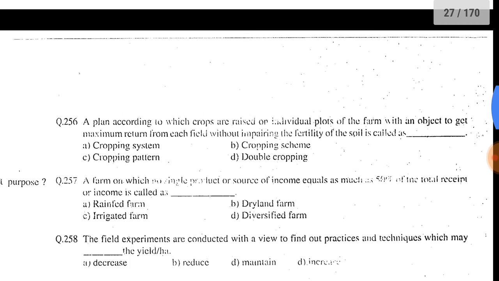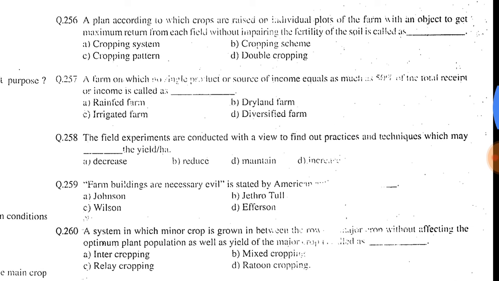256. A plan according to which crops are raised on individual plots of the farm, with an objective to get maximum return from each field without impairing the fertility of the soil, is called cropping scheme. 257. A farm on which a single product or source of income equals as much as 50% of the total income is called a specialized farm. 258. Field experiments are conducted with a view to find out practices and techniques which may increase the yield. 259. The farm buildings are necessary.